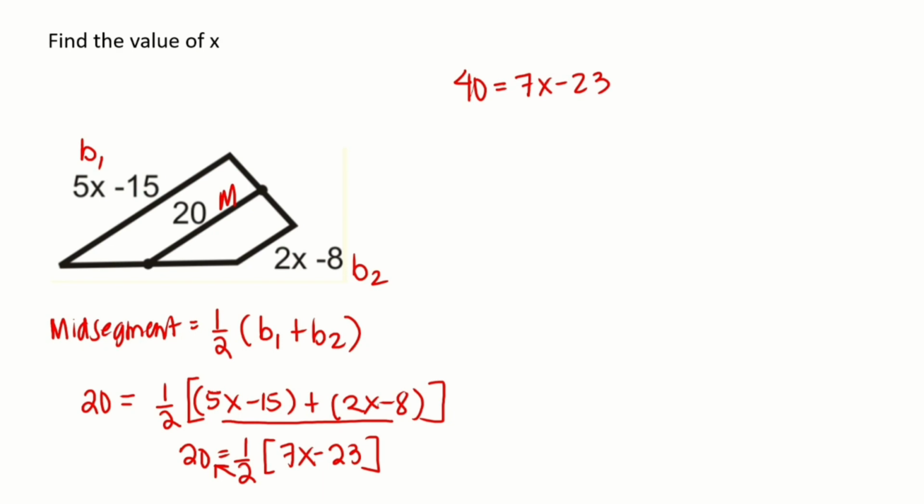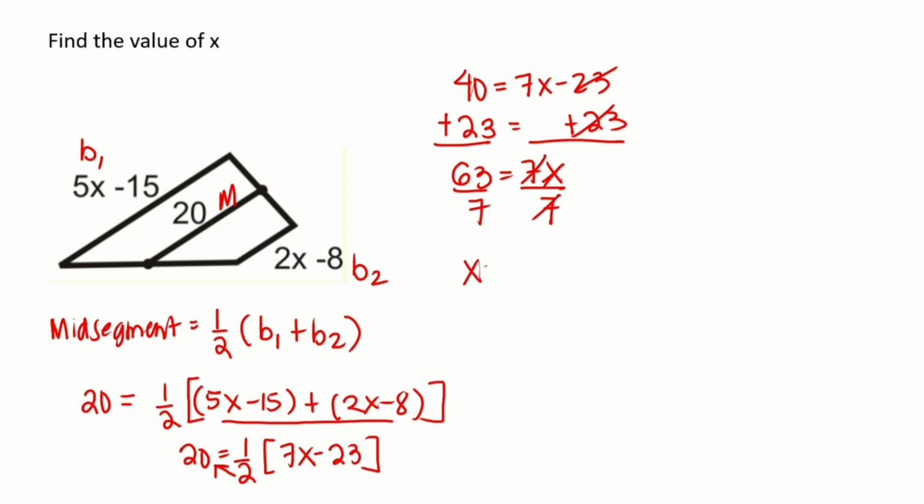Okay, so we transfer negative 23 to the left, so we have positive 23. So we apply the addition property of equality. This is 0 pair. This is 63 is equal to 7x. Then divide both sides of the equation by 7. So the value of x now is equal to 9.